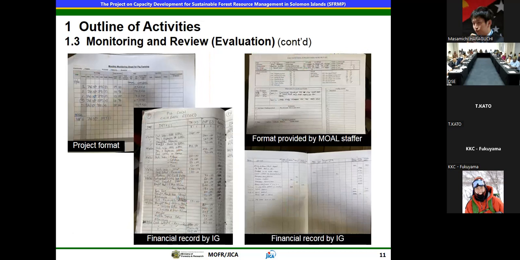Okay, so the monitoring and review, record keeping. The project provides a format for both communities. Otherwise, the communities also have their way of keeping records. So as you can see, there is the format, maybe it's not very clear, provided by the project. And below is their own record keeping format.